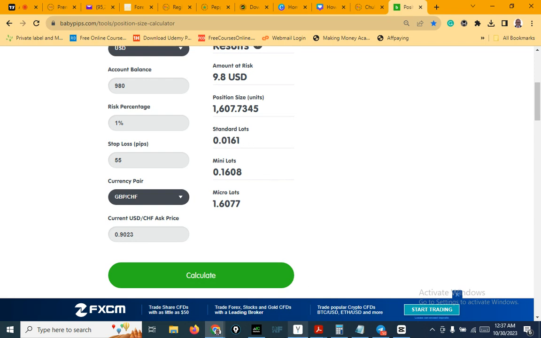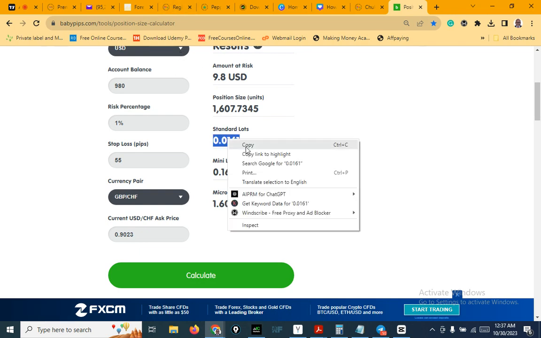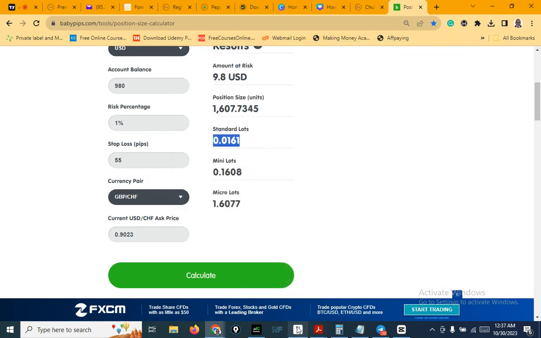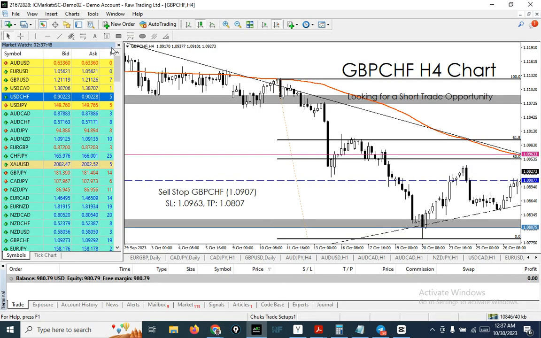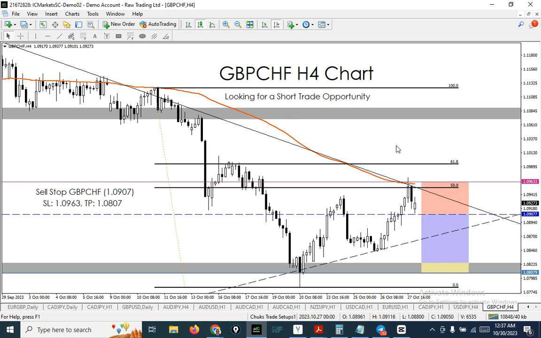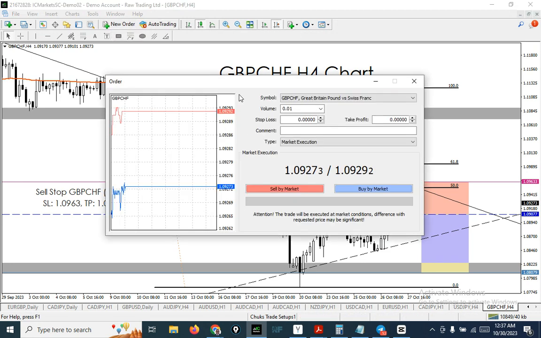That's what you are going to type into MetaTrader 4. Come here and put your lot size, Control V to paste it. So this is your lot size for this trade. You go to MetaTrader 4, let me close all these windows, and you click on this button, new order.